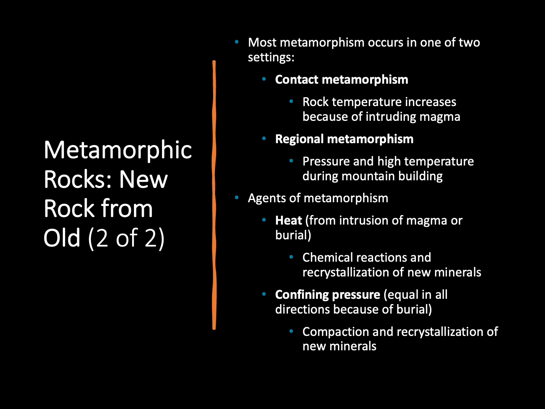So we see that heat can change a rock, but pressure can change a rock as well. So think about squeezing something. But we can have two different types of pressure, or two different ways to squeeze something. The first of which is called confining pressure. And this is where we're going to have equal pressure pushing in all directions because it's being buried. So with confining pressure, it's just going to make something smaller. It's not going to affect the shape of it, just the size.